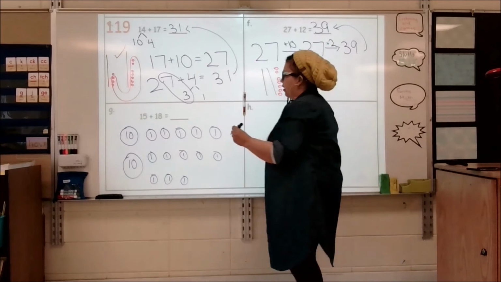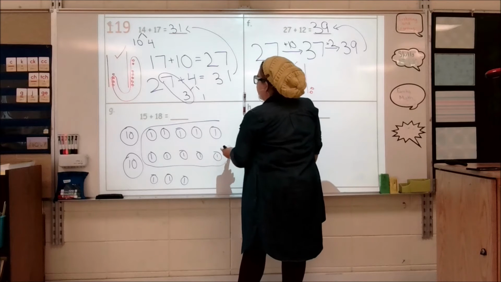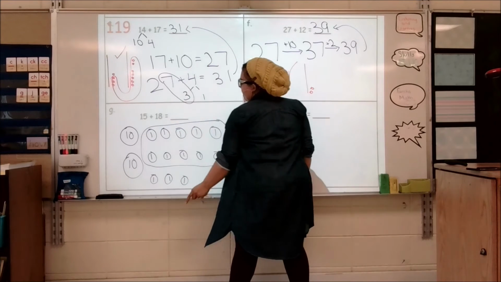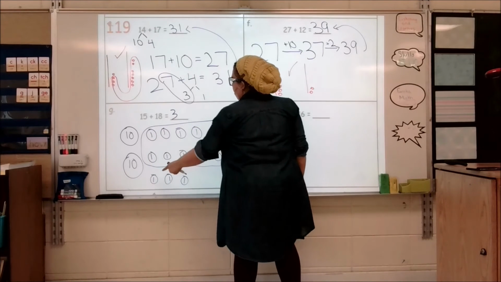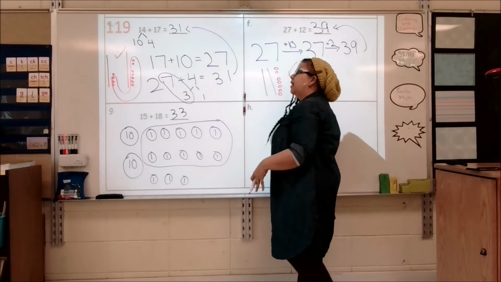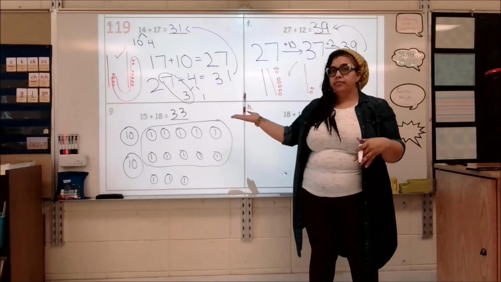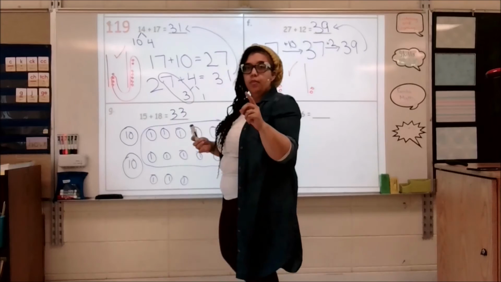I can, good. So 5 and 5 is the easiest way. So that means I have 1 10, 2 10s, 3 10s or 3 dimes, and 1, 2, 3 pennies or 3 1s. Meaning that 15 plus 18 is equal to 33. Great work. Okay, one more.